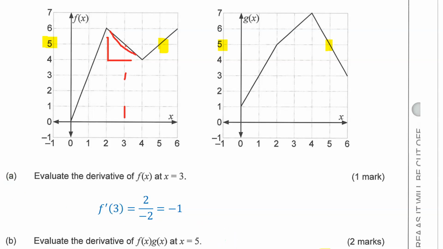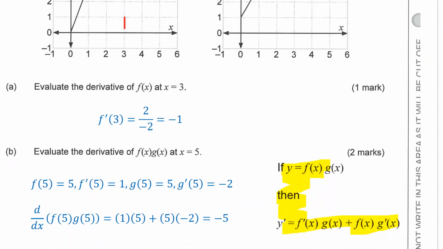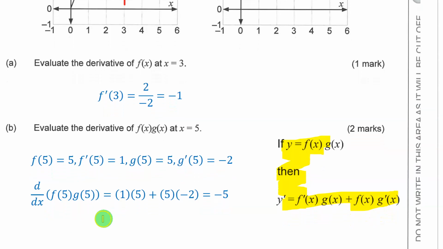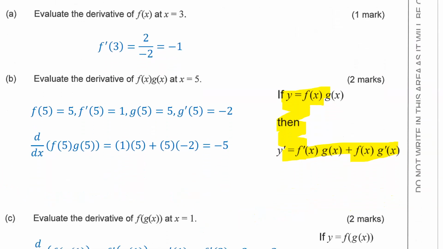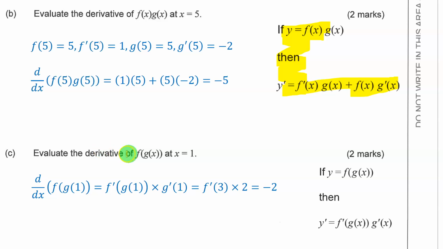And then, to get the marks on this one, we simply have to put in the right numbers in the right spots. So we've got 1 times 5 plus 5 times -2, which brings us to -5, just using the product rule here. And then the last part asks us for the derivative of f of g of x at x equals 1.